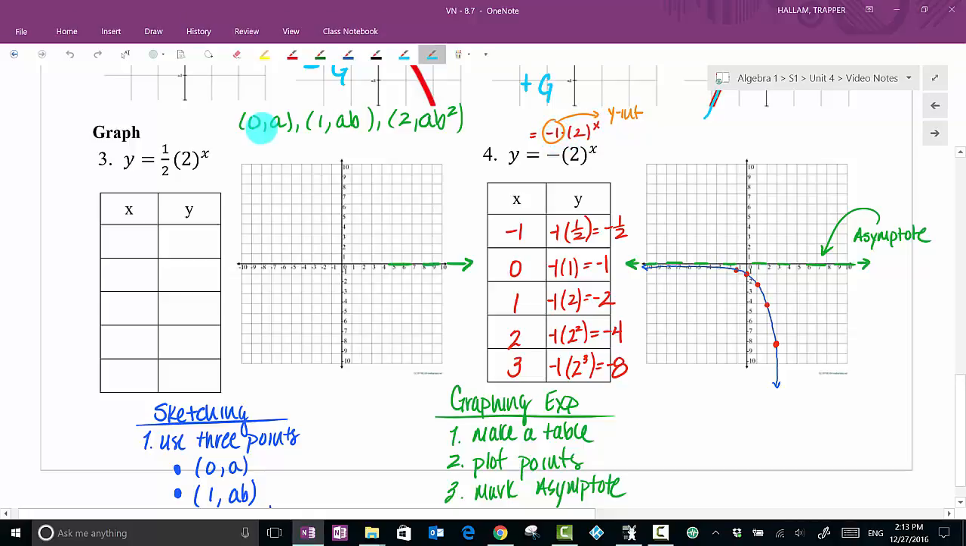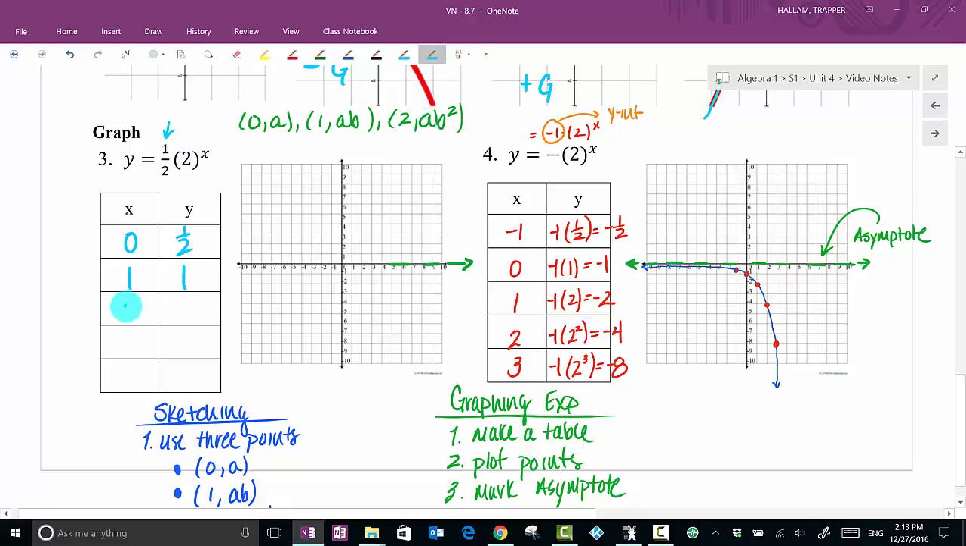But if I was going to sketch and use those points that we talked about, I would use this one here. I'm going to do it on this example. Looking at the first point, which would be our y-intercept, which would be 0, and then whatever our a value is. Well, our a value is right here. So it's 0 and 1/2. See how quick that is? There's no calculation. And if I put 1 down, here's 1, a times b. Well, here's your a, here's your b. 1/2 times 2 is just 1.